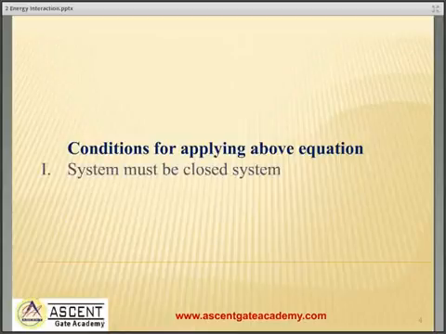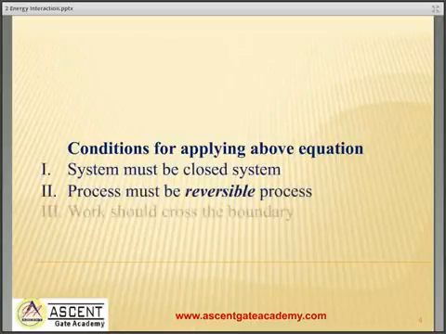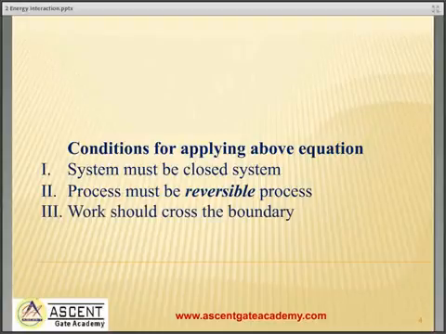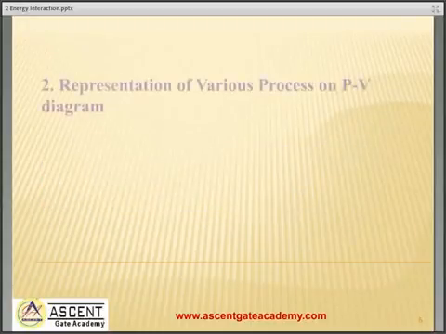Conditions for which integration of PdV can be applied: the system must be a closed system, the process must be a reversible process, and work should cross the boundary.